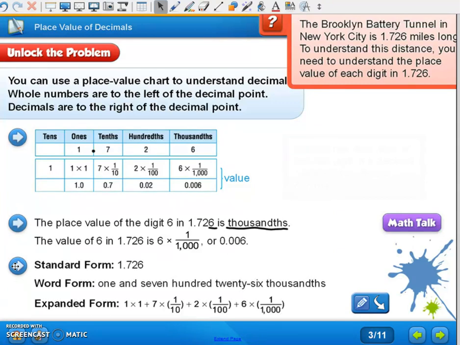In standard form, this is how we would normally write our numbers. 1, we say and for the decimal, 726 thousandths. In word form, 1 and 726 thousandths. And then in expanded form, here's your whole number, 1 times 1. Here's your tenths, 7 times 1/10. Here's your hundredths, 2 times 1/100. And then your thousandths, 6 times 1/1,000.